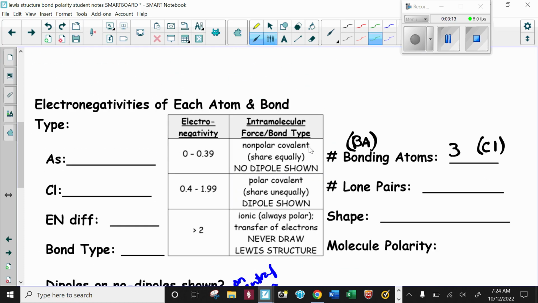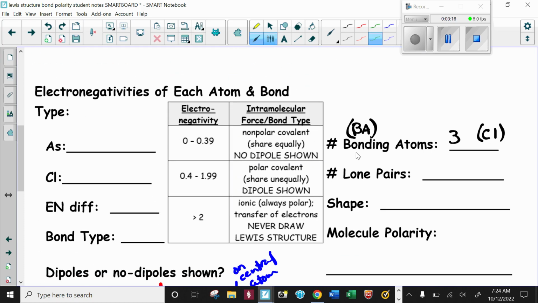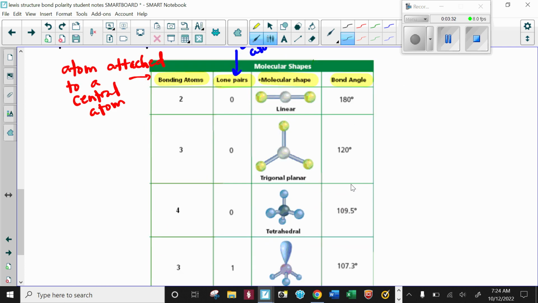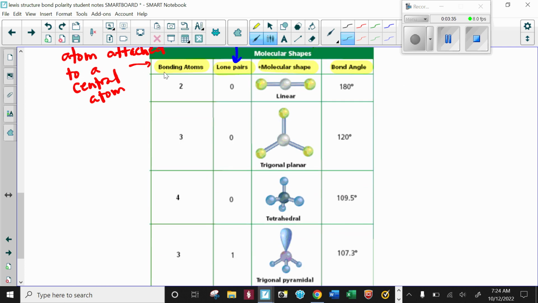So now over in your data table, go find where it says number of LP. The number of LP, that's your lone pairs, and we said there's 1, and it's on the arsenic, the central atom. The fact that it has 3 bonding atoms and 1 lone pair is going to help us find the shape. So we come to that chart, and we look and see, okay, where did we have 3 bonding atoms, and where did we have 1 lone pair?